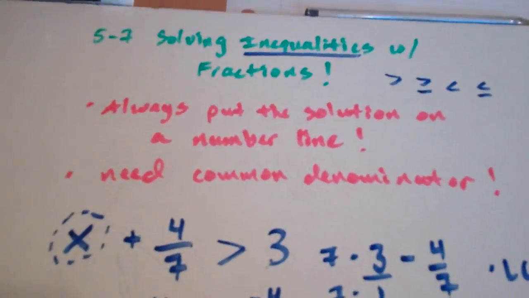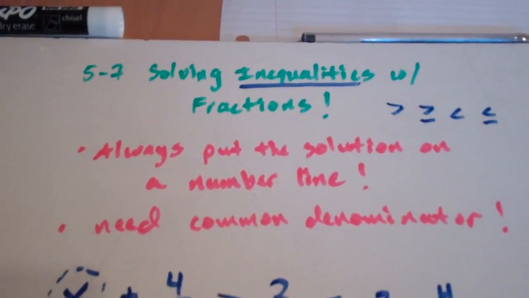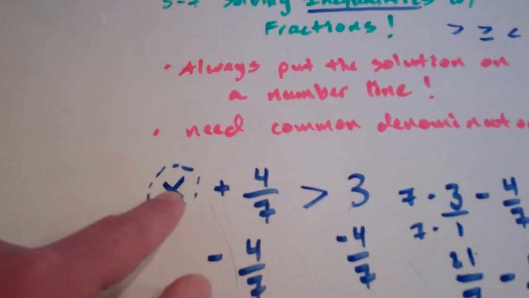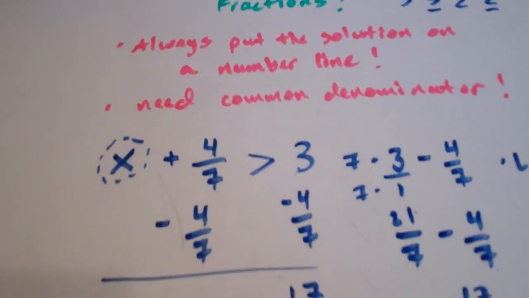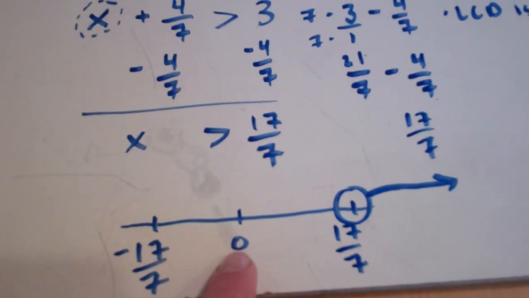So keep in mind that when I'm solving inequalities, I always have to put the solution on a number line. I need a common denominator, and I started with x plus 4/7 is greater than 3, and the solution is x is greater than 17/7, shown on my number line.